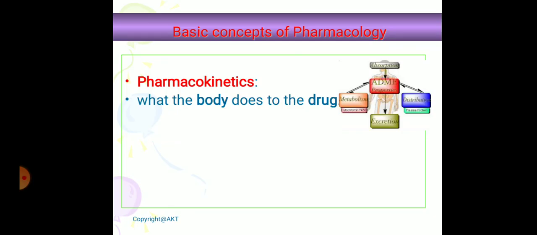So when pharmacokinetics is being asked, you define it as a quantitative study of movements of the drug within the body, and in inverted commas you can write what the body does to the drug. Example, it is absorption, distribution, metabolism or excretion.